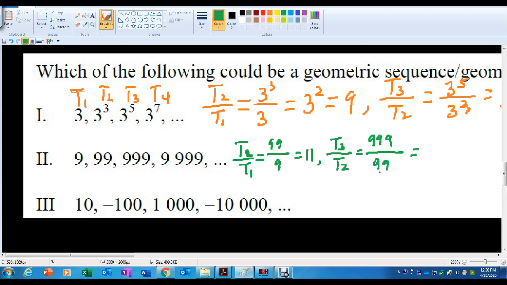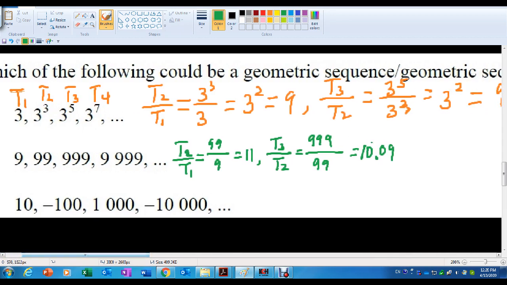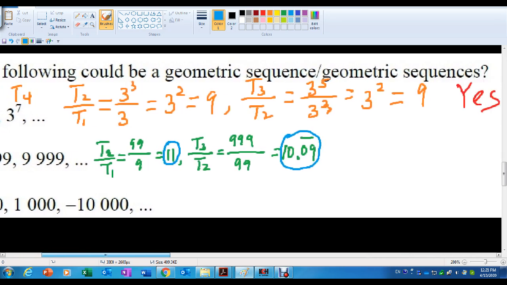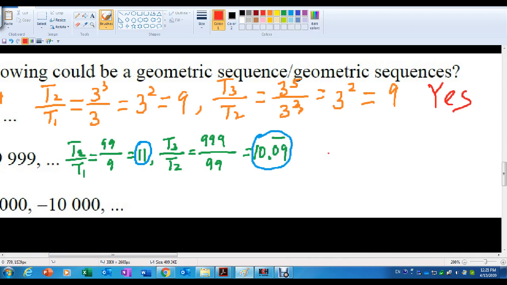Need to check. Okay, if you use your calculator, it becomes 10.09. And it's a recurring decimal, so we might write things like this. But definitely they are different, as you can see. 11 is not equal to this one, so that means they don't have a common ratio. So the answer is no, because the ratios are different, unlike the first one.